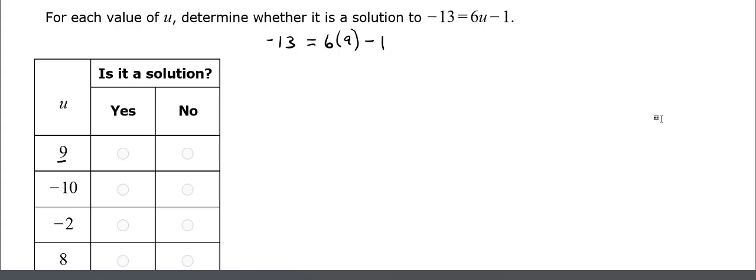So if it is a solution, the left-hand side will equal the right-hand side. So let's go further and simplify. 6 times 9 is 54. And 54 minus 1 is 53. So negative 13 does not equal 53. Therefore, 9 is not a solution.